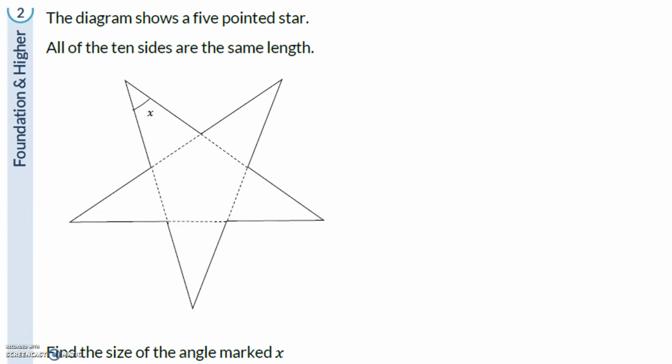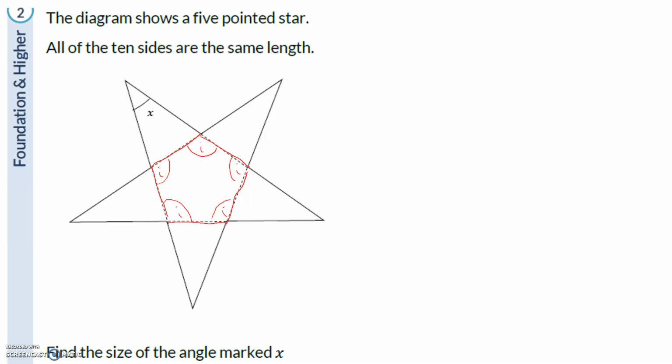Okay, so all of the 10 sides are the same length. By the symmetry of this shape, I think that means that this shape in the centre is a regular pentagon. It's a pentagon because it's got 5 sides, and it's regular because all of those sides are the same length and all of the internal angles are the same. So if we label that interior angle there, that's the same as this one, same as this one, same as this one, same as this one.